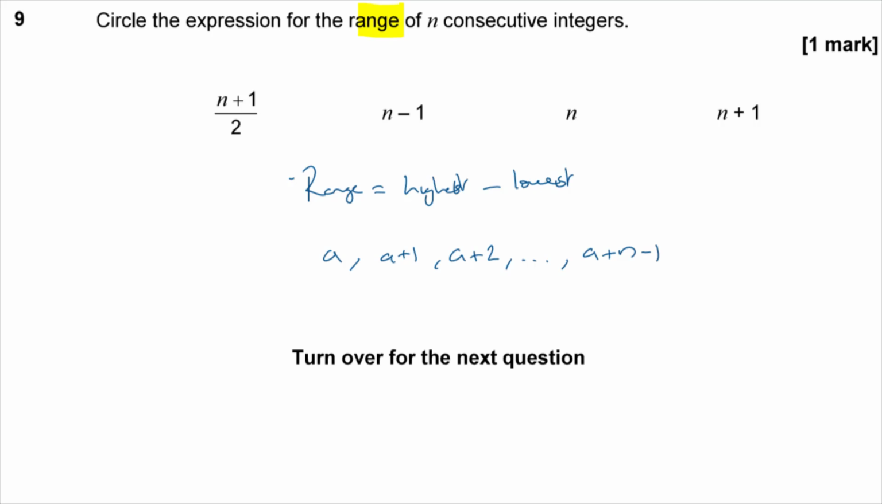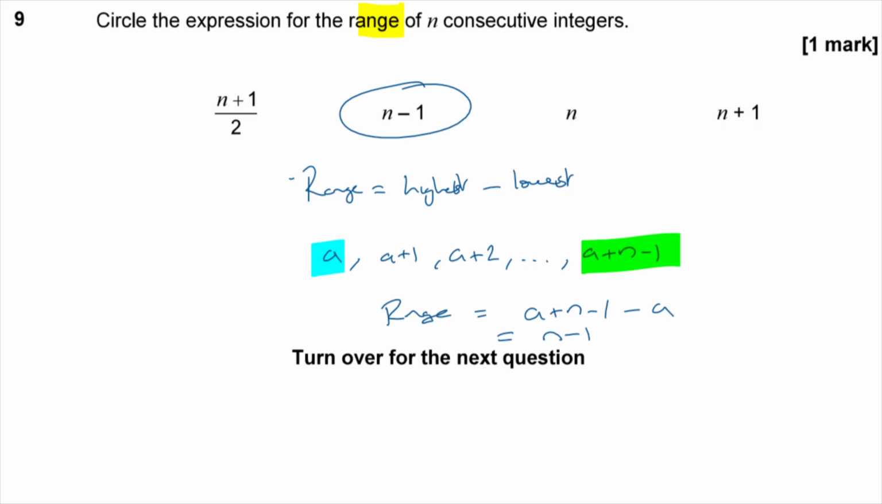Okay, so then if I take my highest number, a plus n minus 1, and take away my lowest number, a, then my range is going to be a plus n minus 1 take away a, which is n minus 1. So it's that one there.